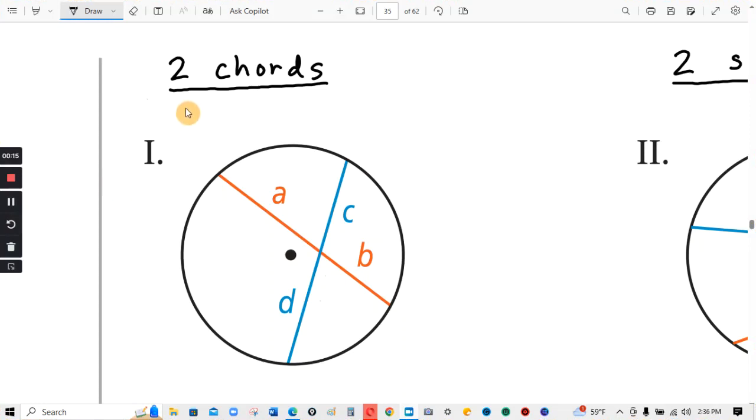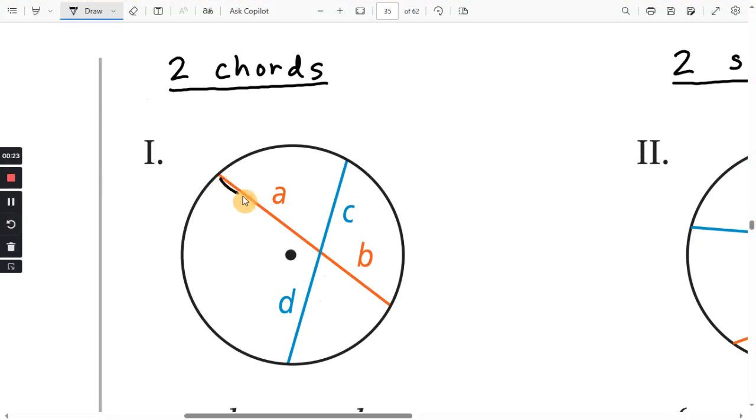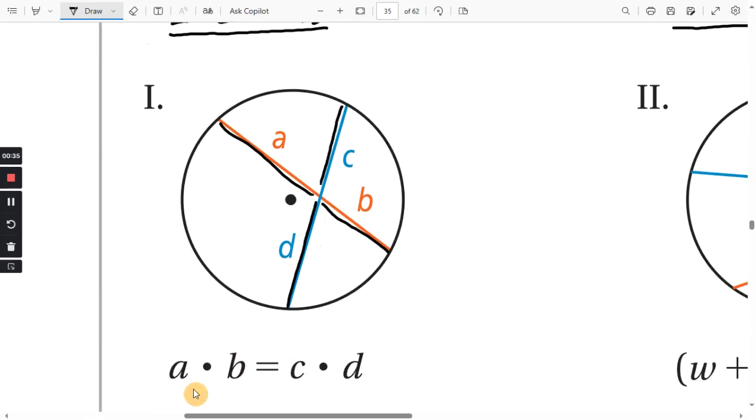All right, in the first case here, we have two chords. See the two chords inside the circle? And we're going to do A times B, and that's going to equal C times D. All right, and that's what they wrote. A times B equals C times D.